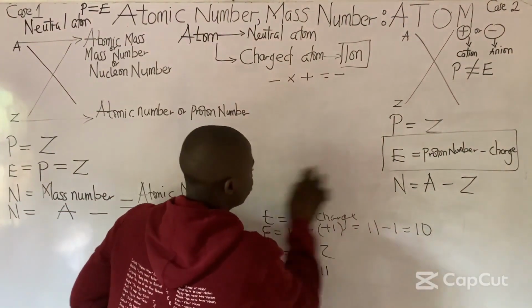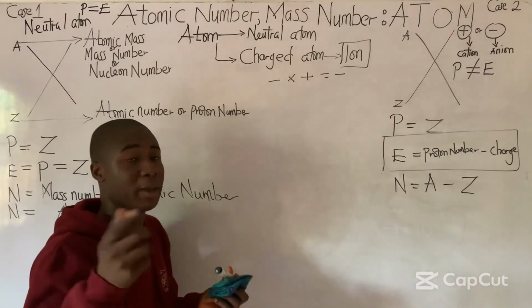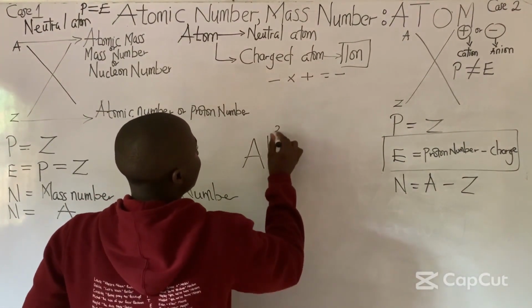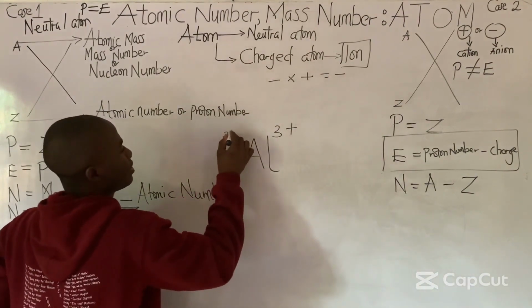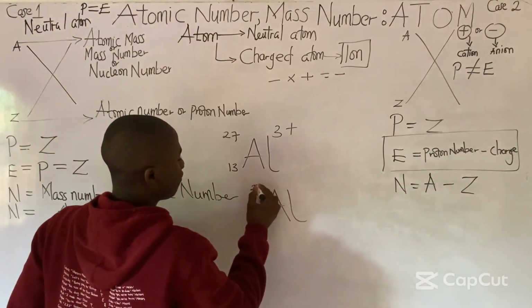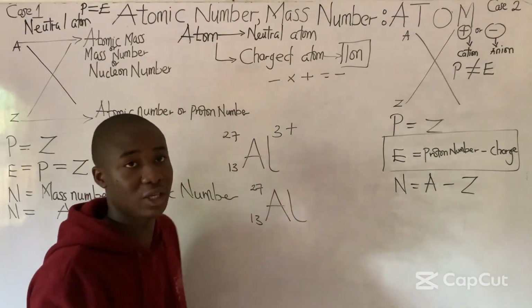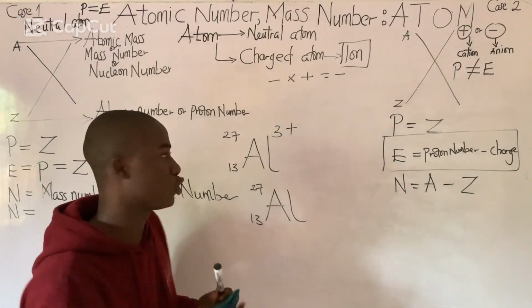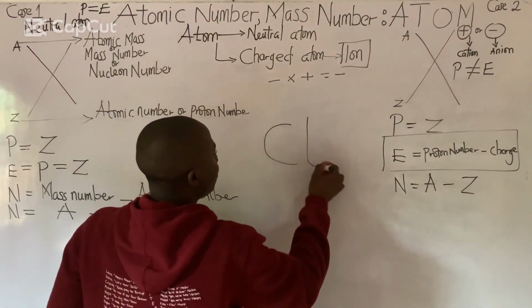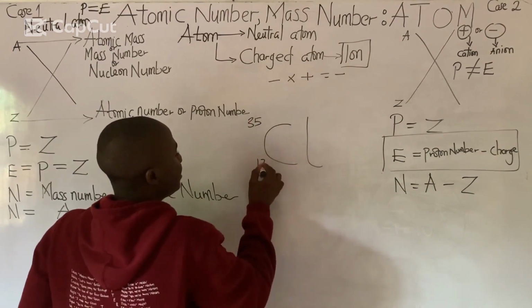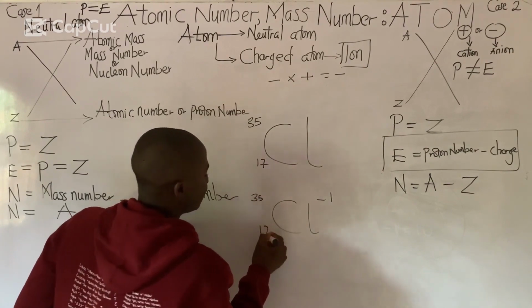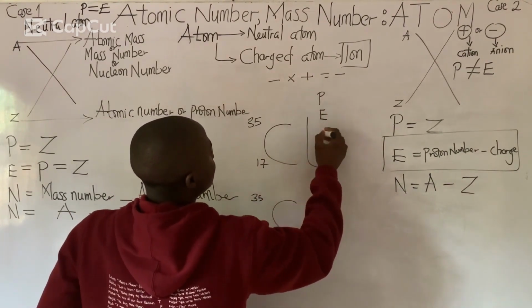Let's quickly walk through another example, but I think you should solve it for me and provide the answer in the comment section. You solve for aluminum Al 3+, with 27 and 13, and you solve for the neutral form of aluminum. You do this and provide the answer in the comment section. Meanwhile, let's quickly go over to other cases like chlorine 35 over 17, and chlorine -1, 35 over 17.